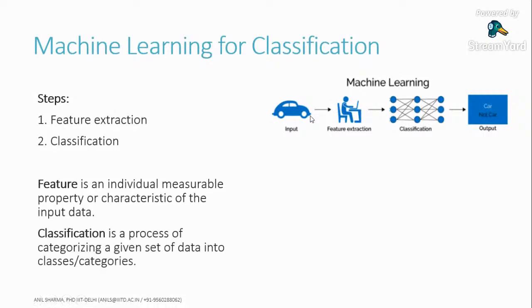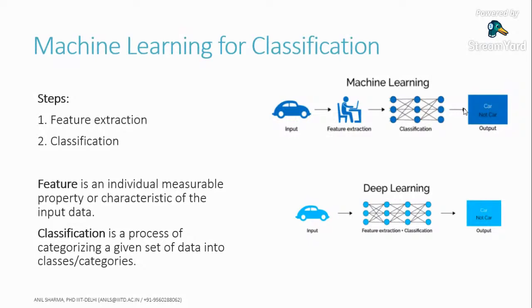Then in the second step, we are performing classification. Classification is a process of categorizing a given set of data into classes or categories. In these examples, we will assume that the number of classes and categories are known to us. For example, in this case that I'm showing, there are only two categories. That means whether the input contains a car or it doesn't contain a car. That means it is a binary classification problem.